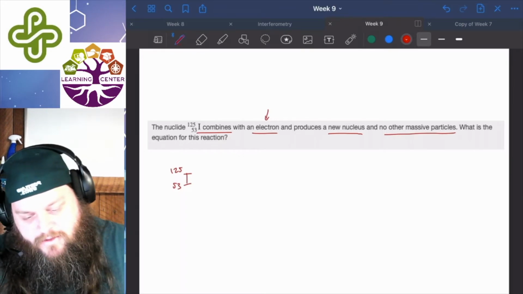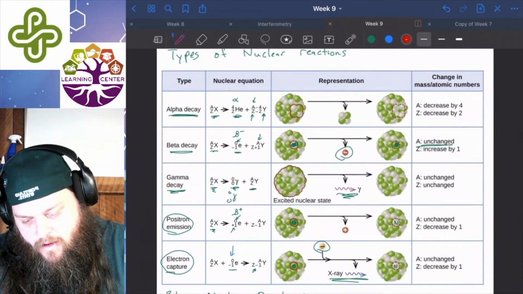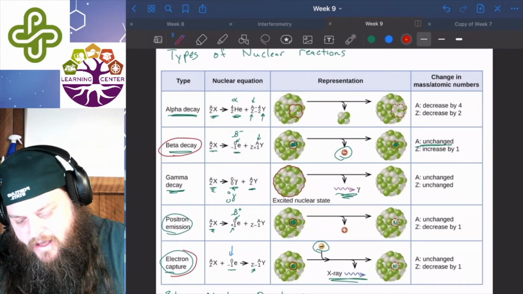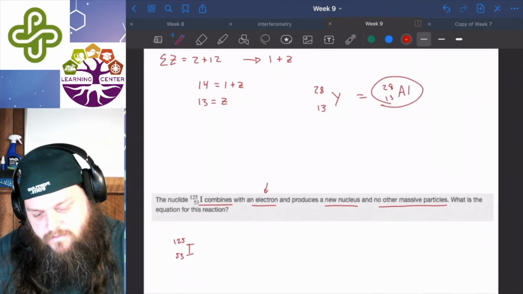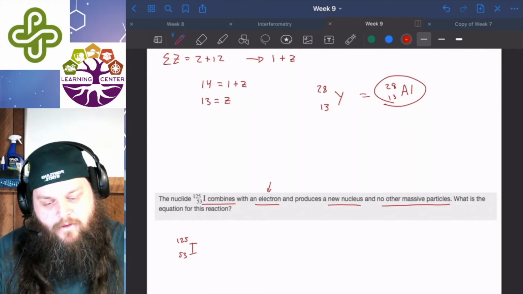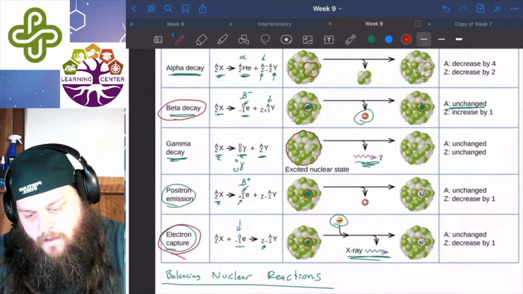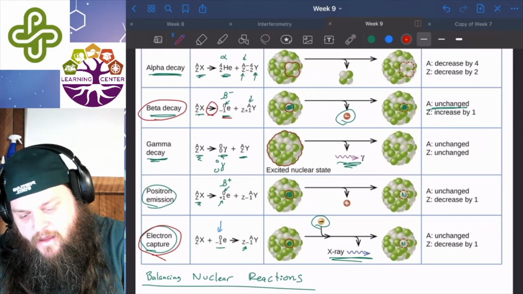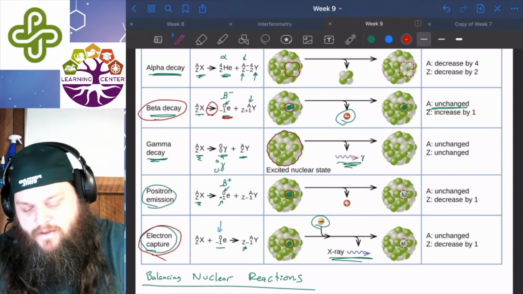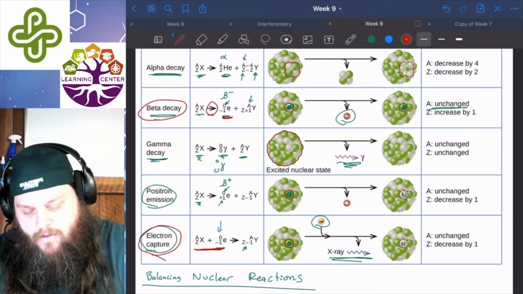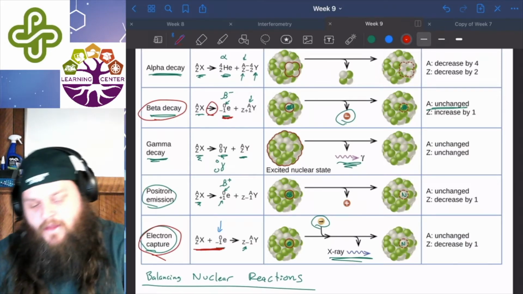And we know there's an electron involved. If we look back at our table of what we had here, we had two that dealt with an electron, the beta decay and the electron capture. And here it says it combines with an electron and produces a nucleus and no other massive particles. Well, if we look at the beta decay, one of the massive particles being produced is that electron. The fact that it says this is combining with an electron means that the electron is going to be on the reactant side. So this is going to be an electron capture.